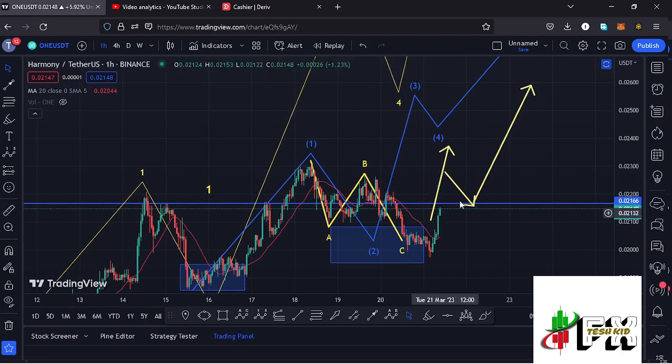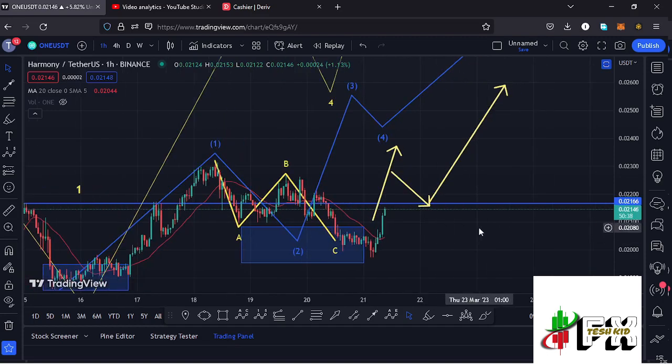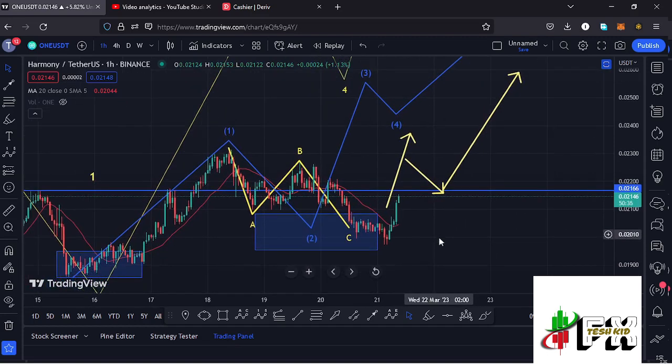Continue watching our key area of resistance at around the $0.02166 mark, because a break above that could trigger even higher prices and continue gearing up.